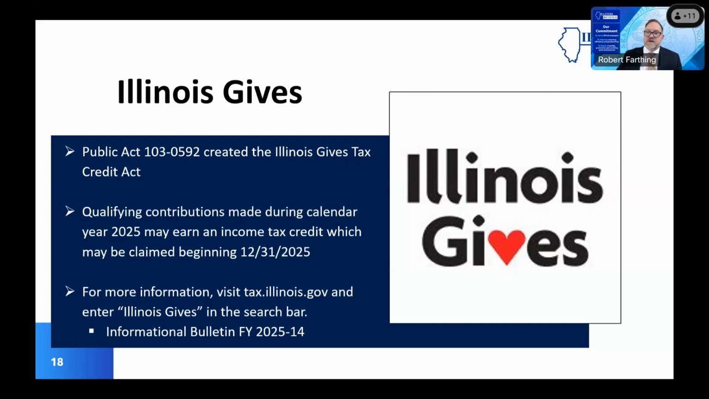More information can be found at our website at tax.illinois.gov. If you enter Illinois Gives in the search bar, you'll be directed to the best resources for the program. One of the best resources to look for is our IDOR Informational Bulletin FY 2025-14.